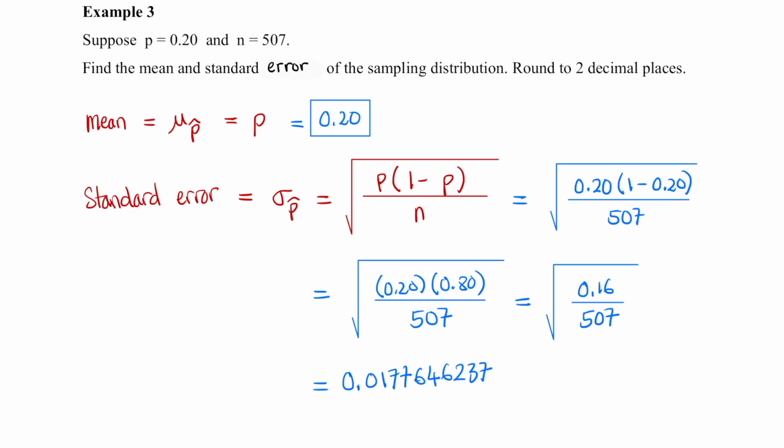And we need to round it to 2 decimal places. So we get 0.02. So our standard error is 0.02. So the sampling distribution has the mean of 0.20 and standard error of 0.02.